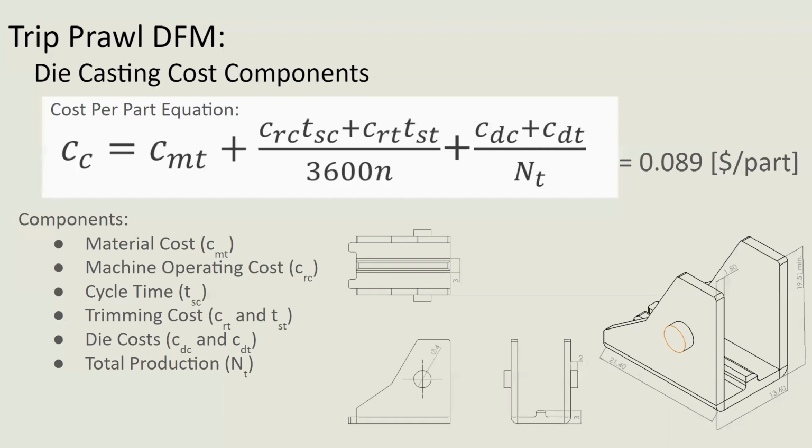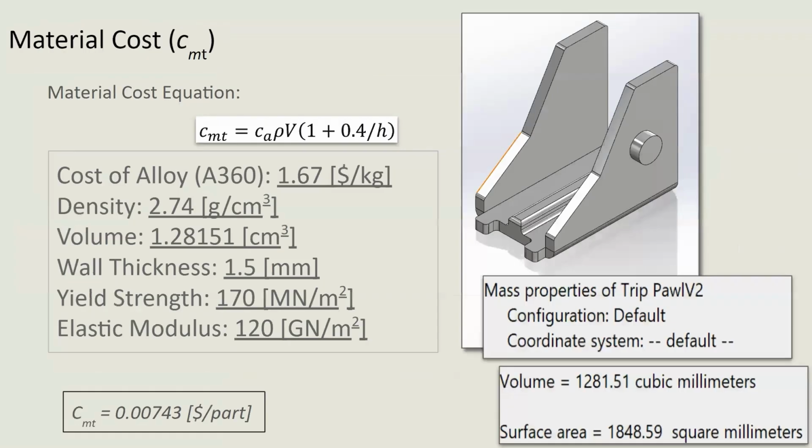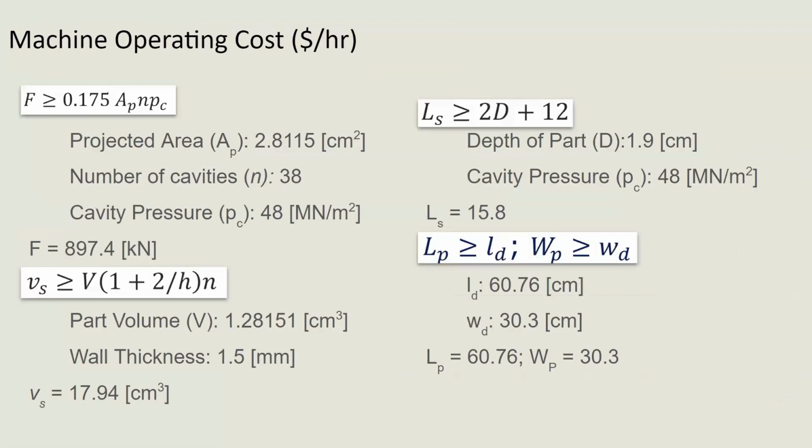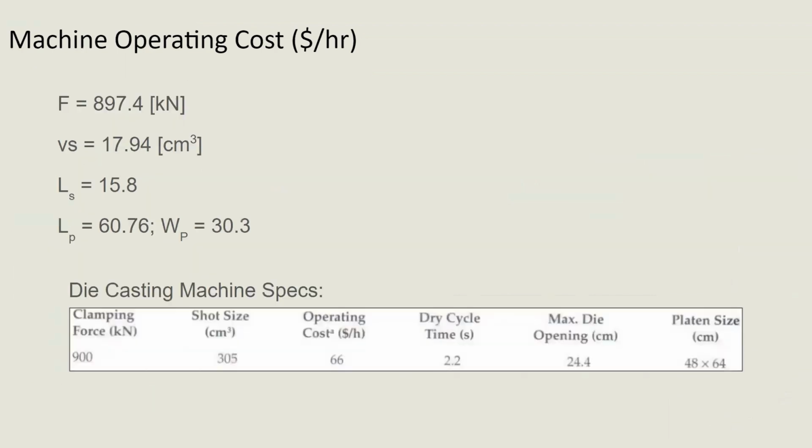So, moving on to calculating the cost of die casting. It comes out to about 9 cents per part. So we'll walk through this briefly. Material cost is just based on how much the material costs and given the geometry of our part, which is easily obtained through SolidWorks. And we have our machine operating costs. These are all calculations based off the geometry of our part and how many cavities we're going to have in a single die cast mold.